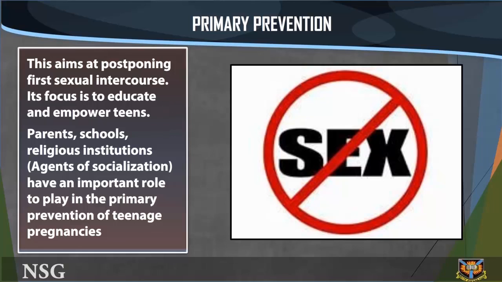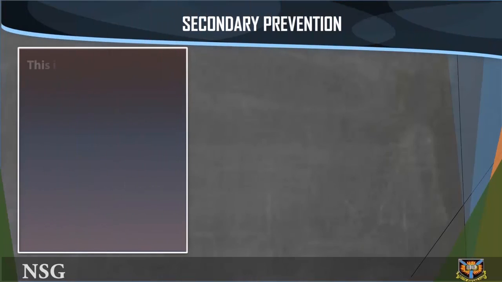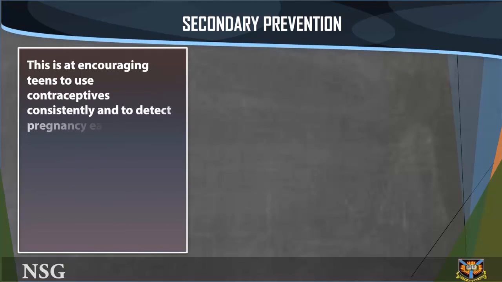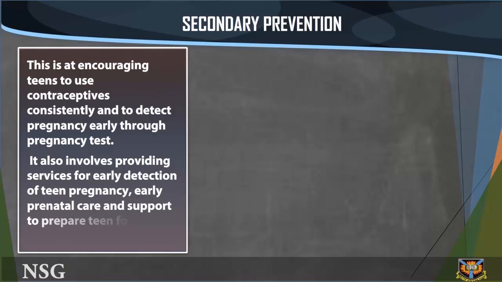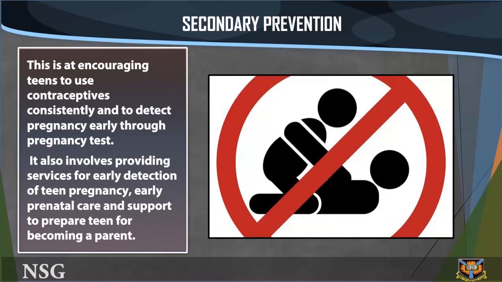Parents, schools, religious institutions, and agents of socialization also have an important role to play in the primary prevention of teenage pregnancy. Secondary prevention. This aims at encouraging teens to use contraceptives consistently and to detect pregnancy early through pregnancy tests. It also involves providing services for early detection of teen pregnancy, early prenatal care, and support to prepare teens for becoming a parent. Tertiary prevention.